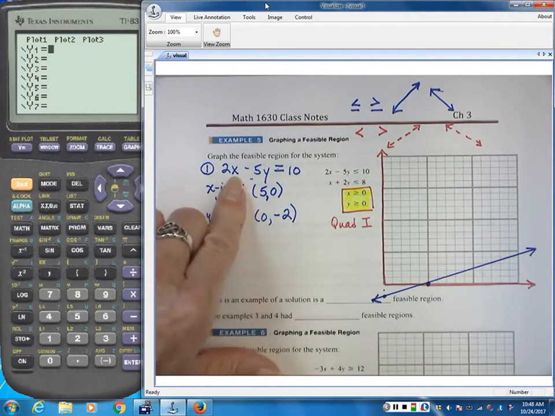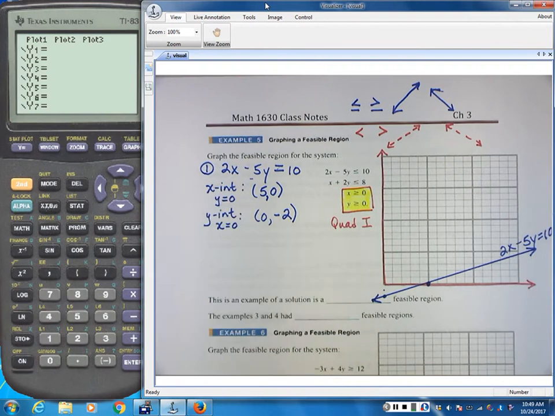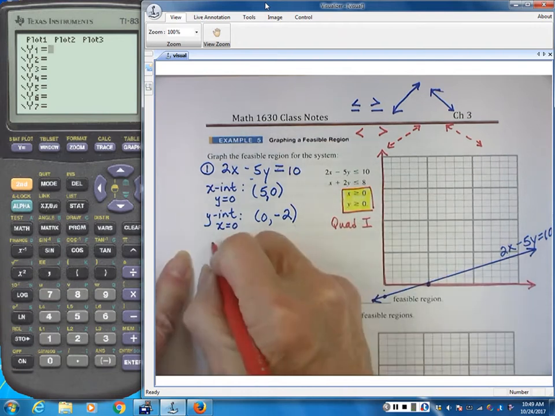And that line is the boundary, 2x minus 5y is equal to 10. Then I go and I look at the other one, x plus 2y equals 8.